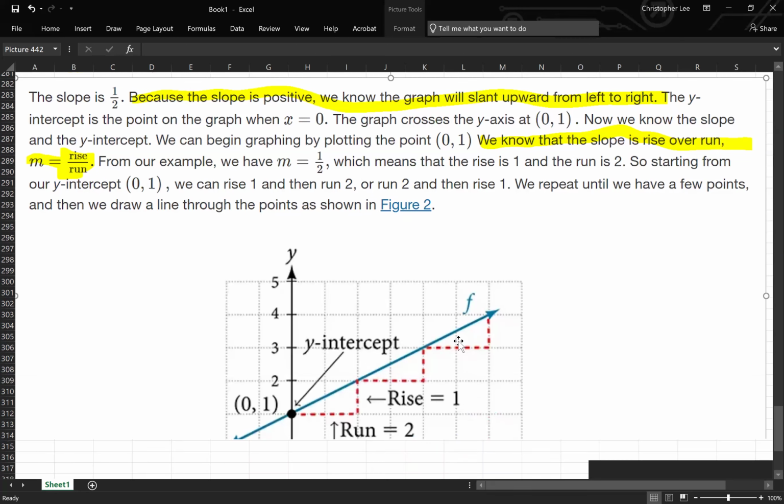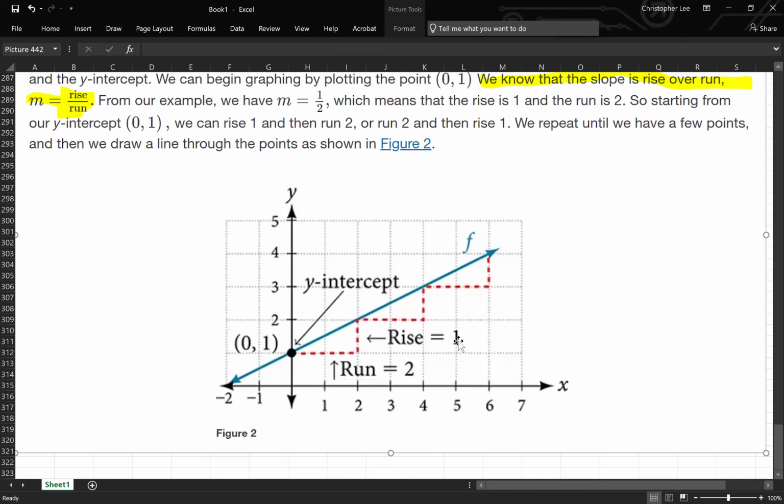All right. So here you go. There's our graph. We have our y-intercept, and we do rise over run to get the slope. And that's it. Questions about this? Rise over run. Y-intercept.